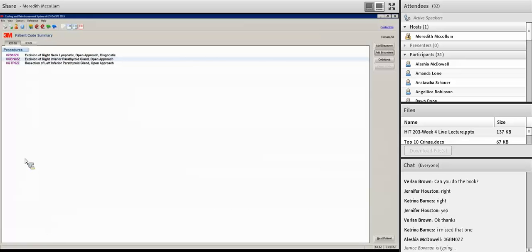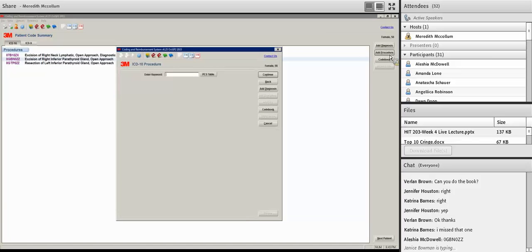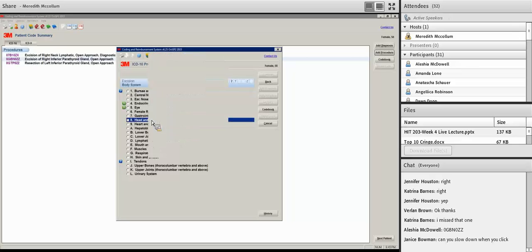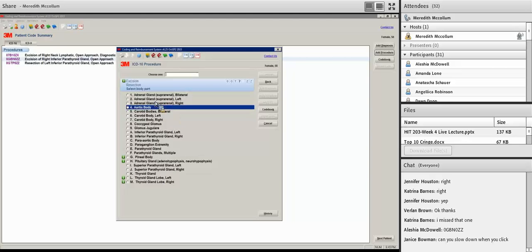So, resection, endocrine, superior, upper is superior.